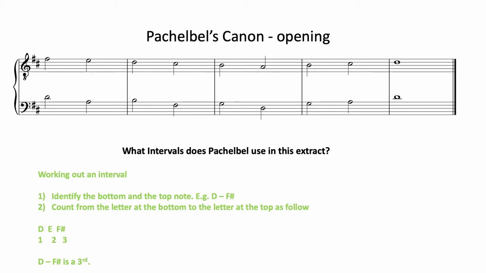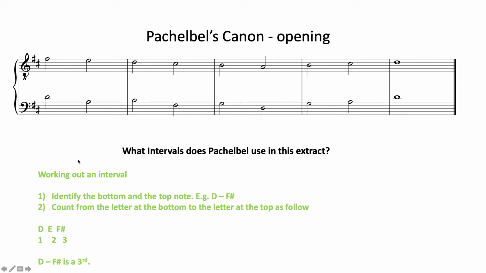You might want to pause the video here and have a go at working out these intervals. But quickly, let me just talk through how you might go about working out an interval in case you're not entirely sure. So you need to identify the bottom note and the top note. So you'll identify this note here, this note here. In this case, that's a D, that's an F sharp.